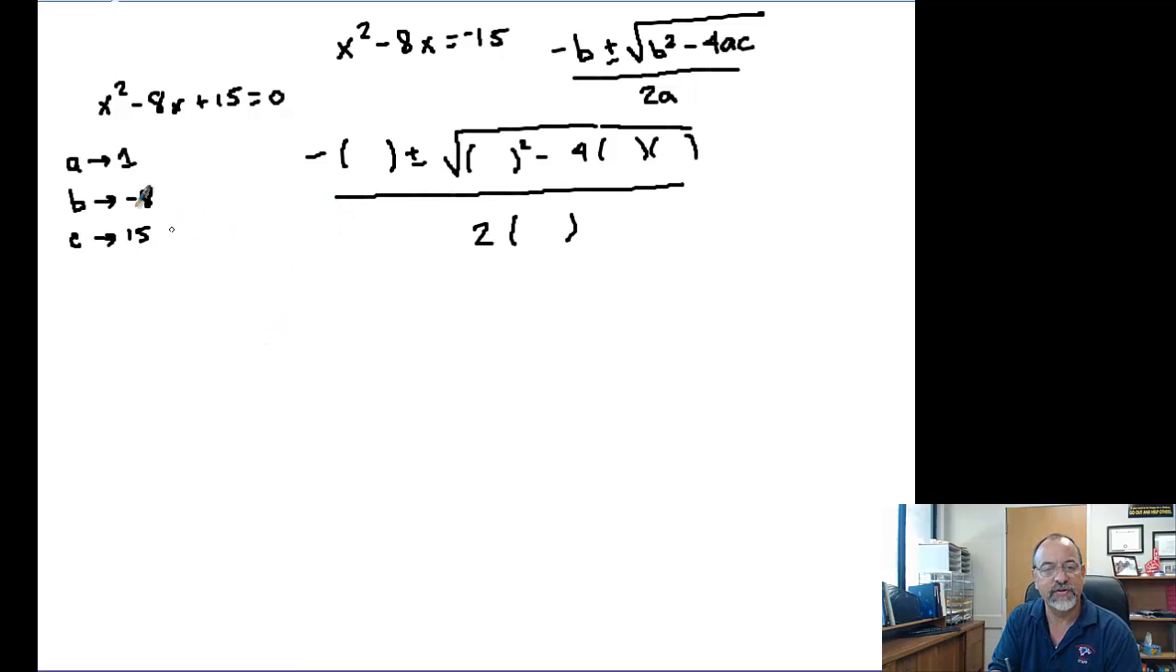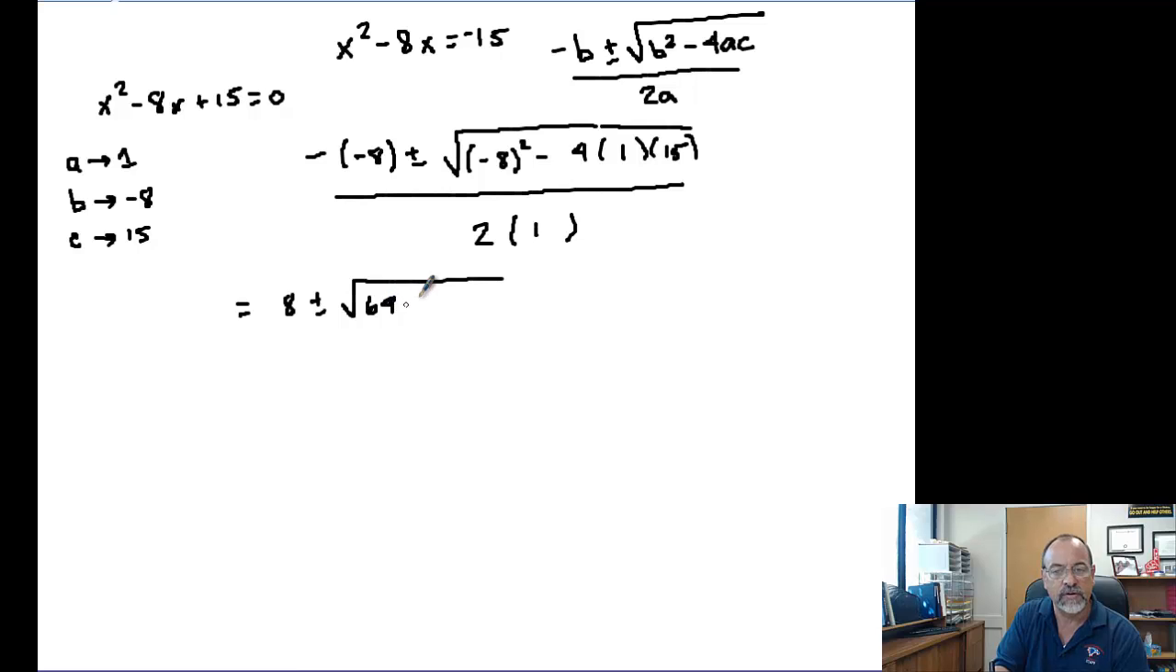So I go through and I write this first, and then I go back and put these values in, because that way it keeps me from making mistakes that are really going to cause me problems later on. Okay? And that doesn't take that much time to do, and you can really save yourself some headaches. So the opposite of negative 8 is 8 plus or minus the square root of negative 8 squared is positive 64. And then negative 4 times 1 is negative 4, and then negative 4 times 15 is negative 60, or minus 60. All of that's over 2.